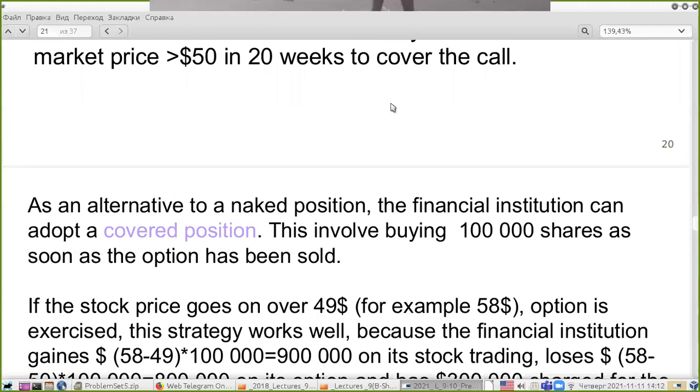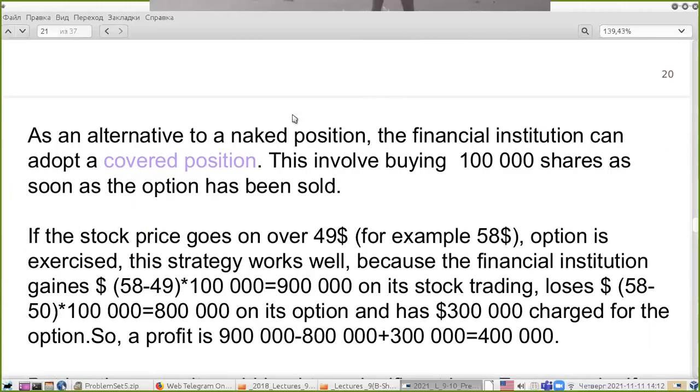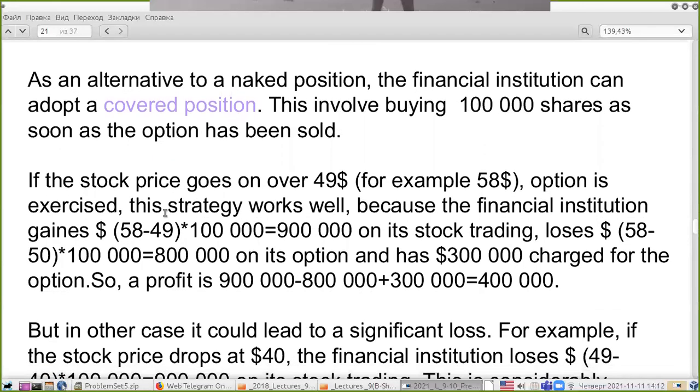Now we learned this from the side of the financial institution. As an alternative to a naked position, the financial institution can adopt a covered position. What's a covered position? It's buying 100,000 shares immediately as soon as an option has been sold. In this case, if the stock price goes over $49, our option is exercised. This strategy works well because the financial institution gains the difference, 58 minus 49, multiplied by this amount, 900,000. It's profit only on its stock trading.